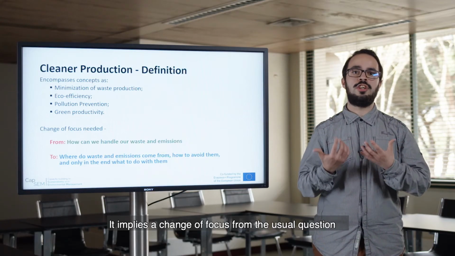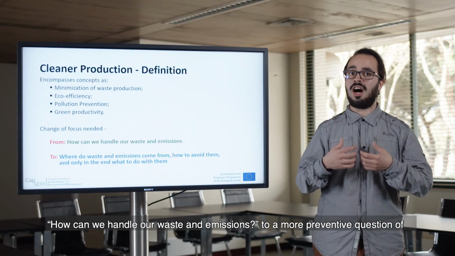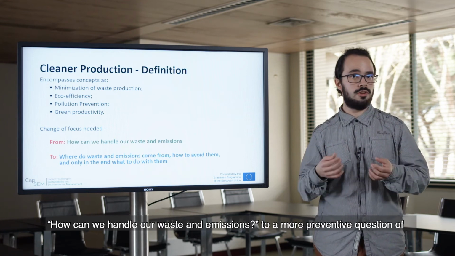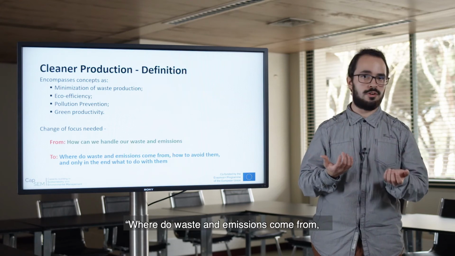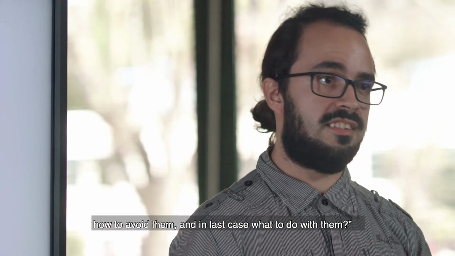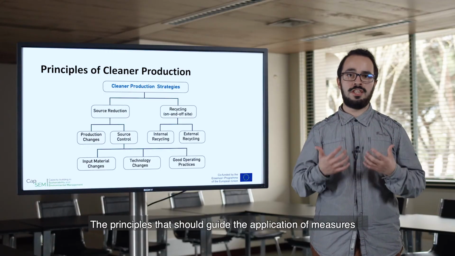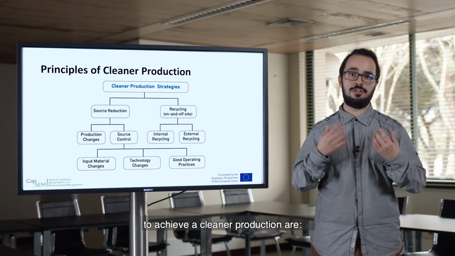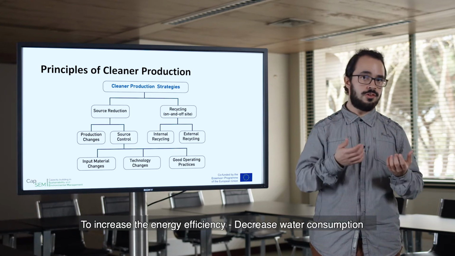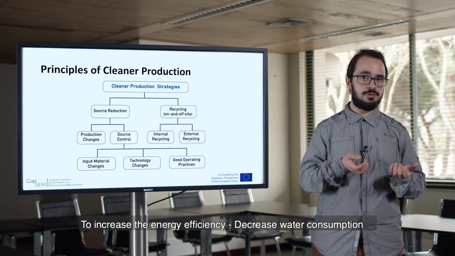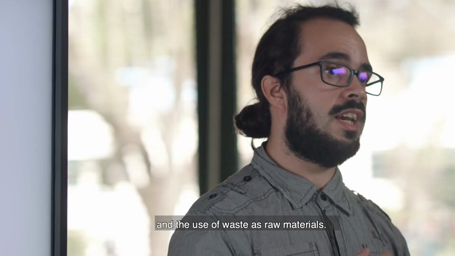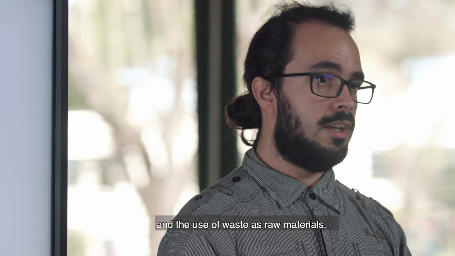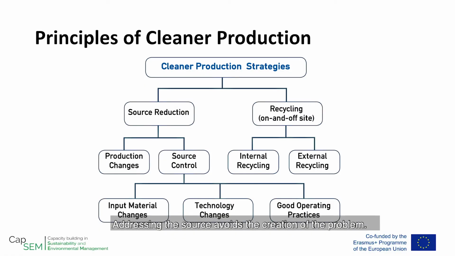It implies a change of focus from the usual question, how can we handle our waste and emissions, to a more preventive question of where do waste and emissions come from, how to avoid them, and in last case, what to do with them. The principles that should guide the application of measures to achieve cleaner production are to increase the energy efficiency, decrease water consumption, separation of waste produced, closure of material cycles, and the use of waste as raw materials. Addressing the source avoids the creation of the problem.